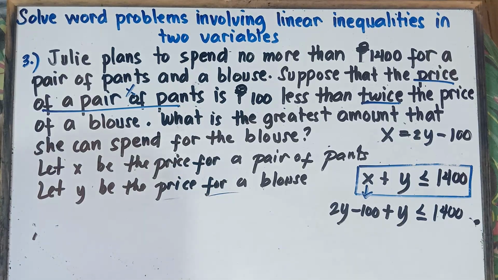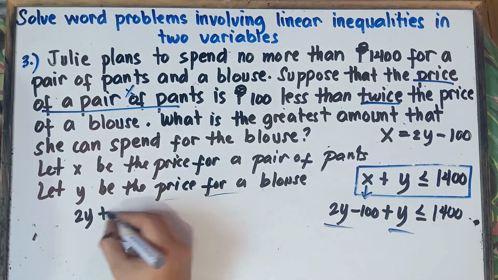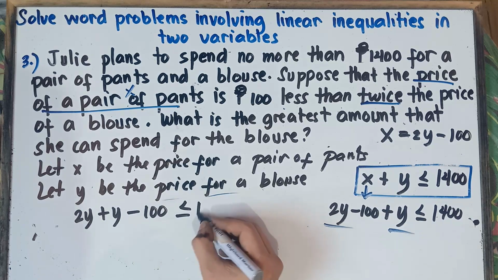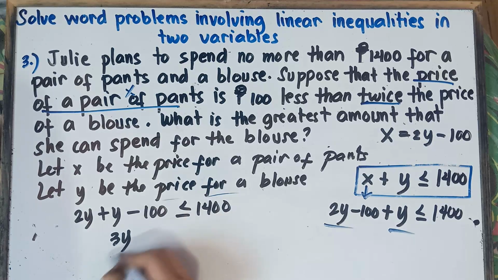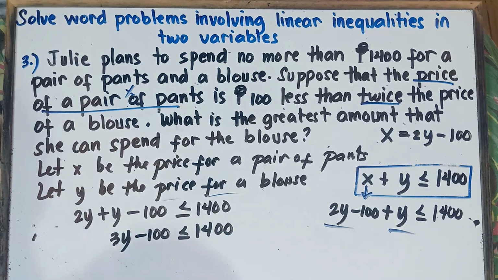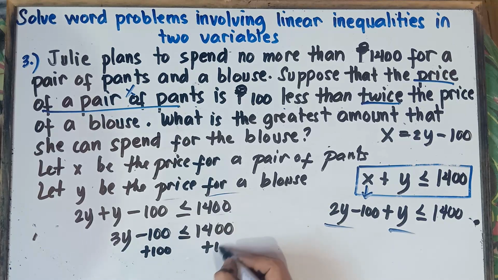Alright, so we can arrange this one. We can combine like terms. So this will be 2Y plus Y, minus 100, is less than or equal to 1,400. So 2Y plus Y, that would be 3Y, minus 100 is less than or equal to 1,400. Alright, so we can transpose 100 from left to right. Once you transfer, you change the sign, or we can add both sides by 100. So let's just add both sides by 100, class. So plus 100 and then plus 100.